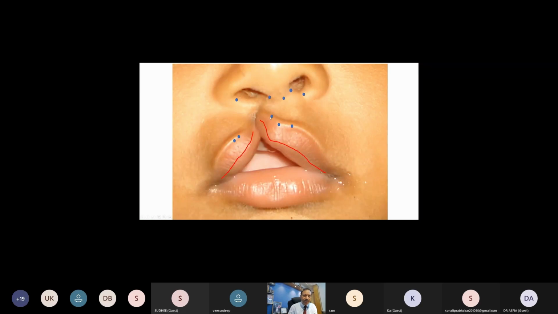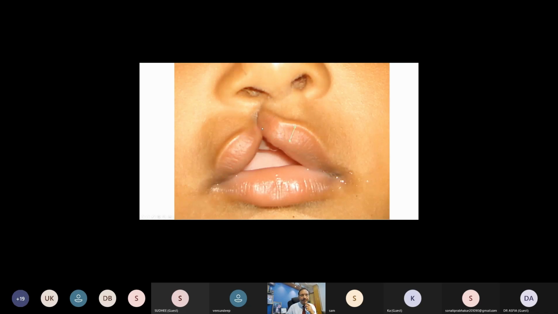So there is an obvious defect here. There is always obvious deficiency here. And this deficiency has to be made good by borrowing a triangular flap from this side. That will be fed here. This thickness has to be equal to this thickness. And the thickness of the entire vermilion has to be equal to this.